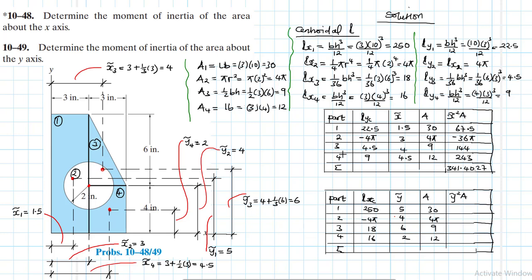So when we sum up this, 243 plus 144 minus 36 pi plus 67.5, we have a 341.4027. When we sum up centroidal, 22.5 minus 4 pi plus 4.5 and plus 9, we have a 23.4336. The reason I'm putting 4 decimal places is just to maintain accuracy. The final answer will only have 2 decimal places.